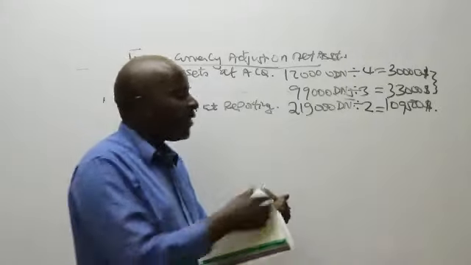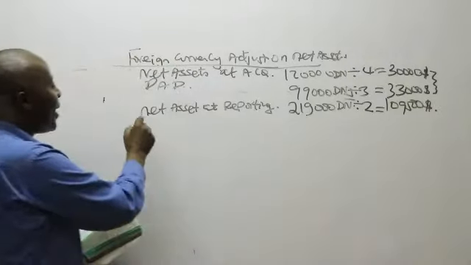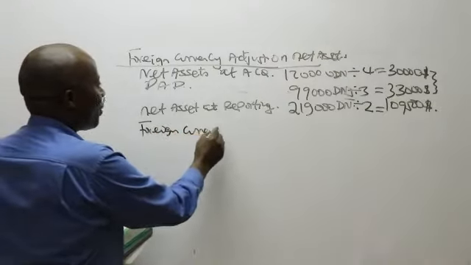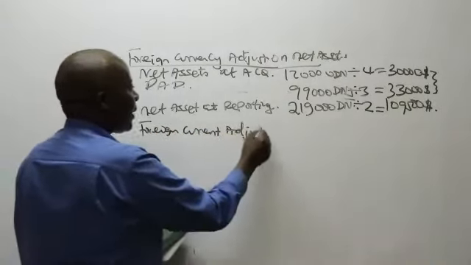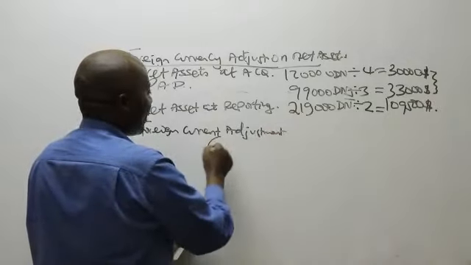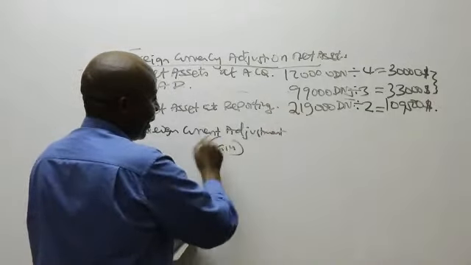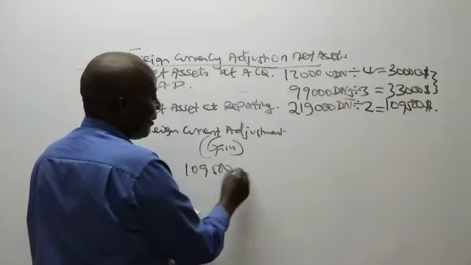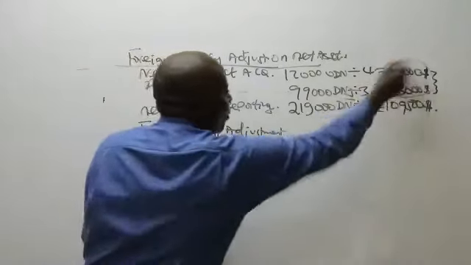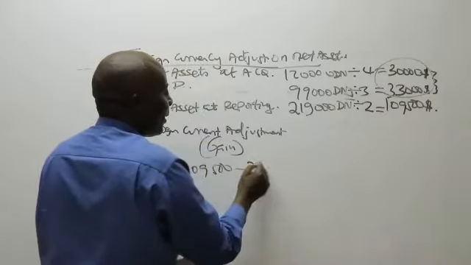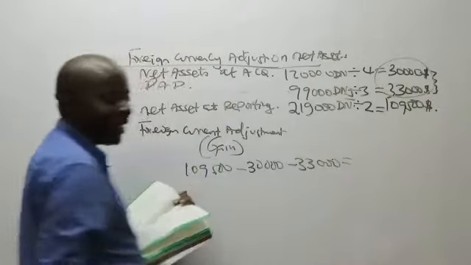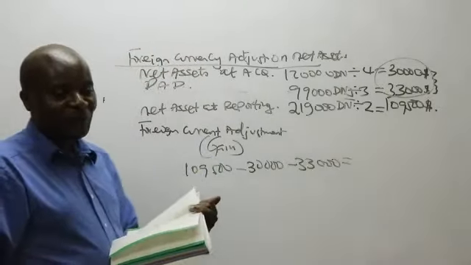So, ladies and gentlemen, for you to be able to get a foreign currency adjustment on net assets, which will be a gain here, I can see it's a gain. What I'll do, I'll take the closing rate 109,500 minus these two combined. I'm going to subtract 30,000 minus 33,000. You'll be able to get your gain on net assets.